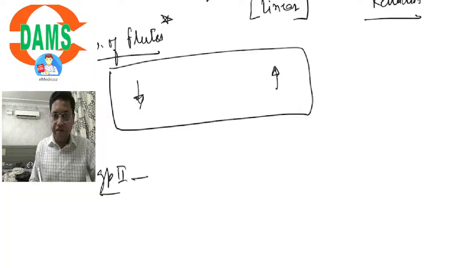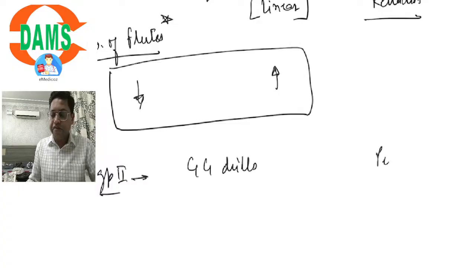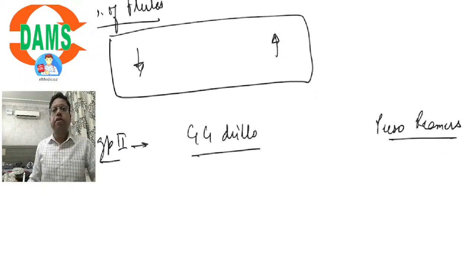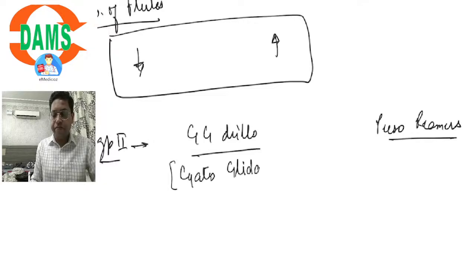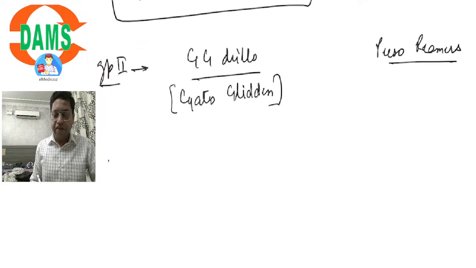Coming over to group 2 instruments. Two examples we have to remember for low speed engine driven instruments. They are the GG drills and piezo reamers. GG drills, the full form is Gates Glidden drills, and piezo reamers.